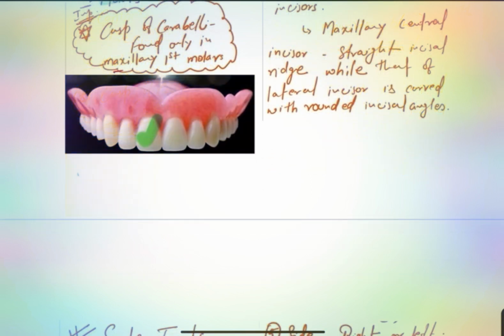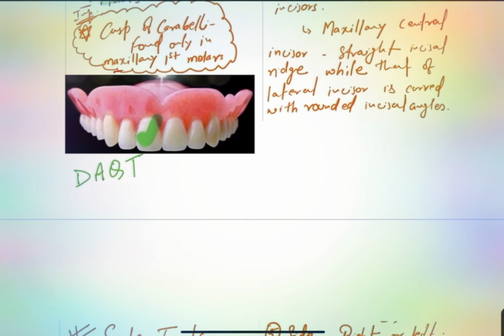First of all, you will have to tell the dentition. So it is the permanent dentition, right? Permanent teeth. Then you will have to say whether it is maxillary or mandibular. That is the arch. And then you will have to say the class or quadrant, so right quadrant or left quadrant. And then you will say the type of tooth, whether it is incisor, premolar, or what.